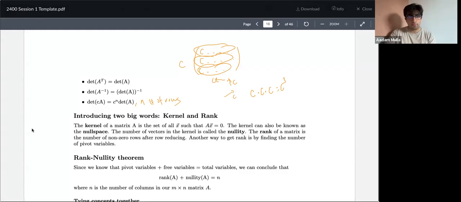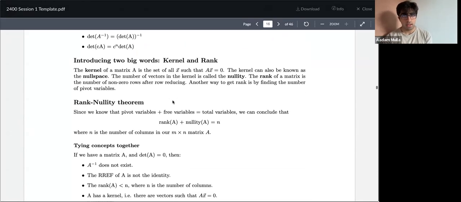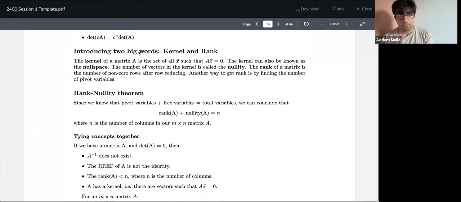Anyways, kernel and rank, these are important words that come up a lot. And correct, yes, the determinant is related to the cross product. The cross product is a determinant with your i, j, k vector and then the two vectors underneath. Very similar ideas. I'm assuming you have not seen these words before, so let's talk about this. These are very important words.